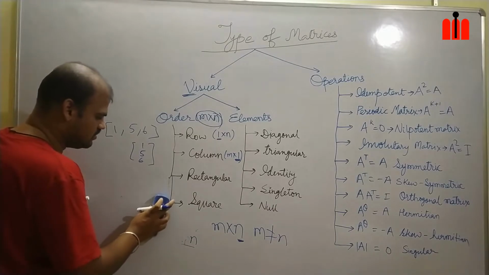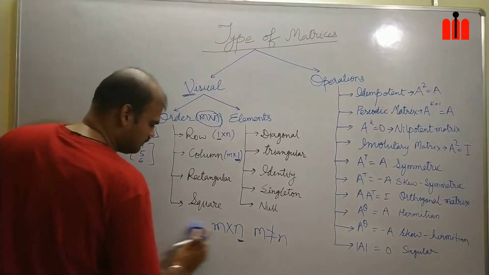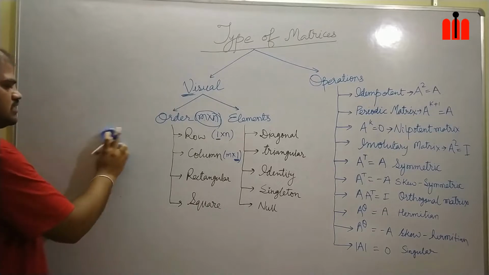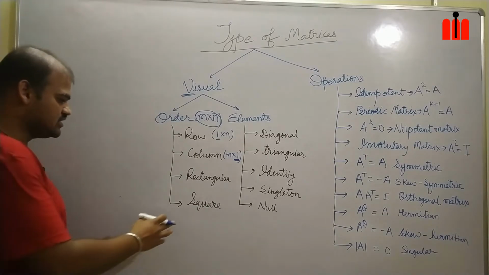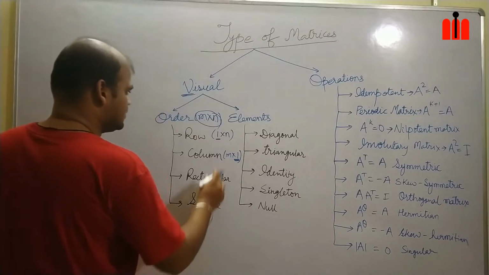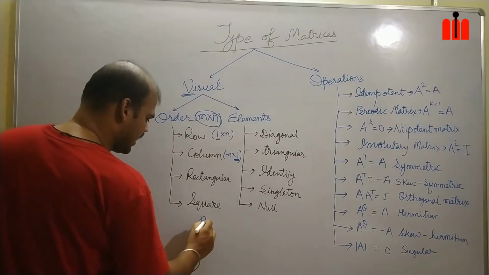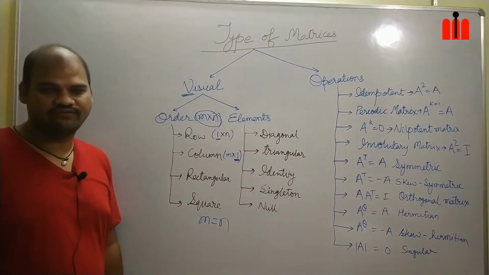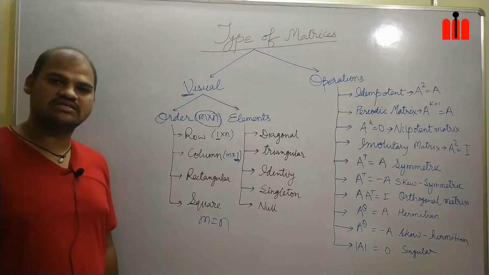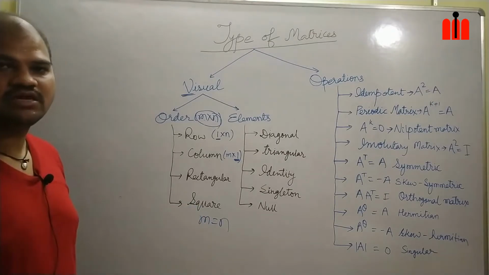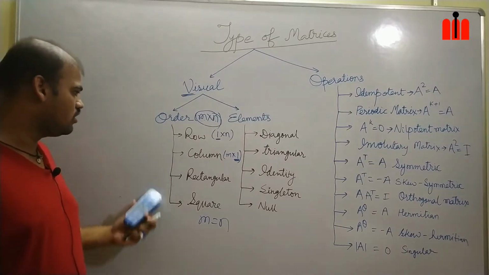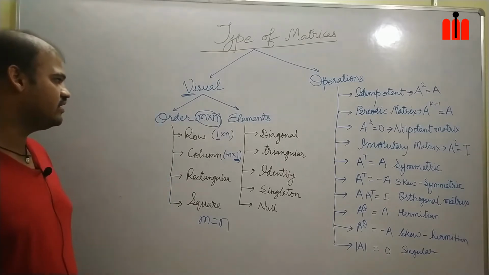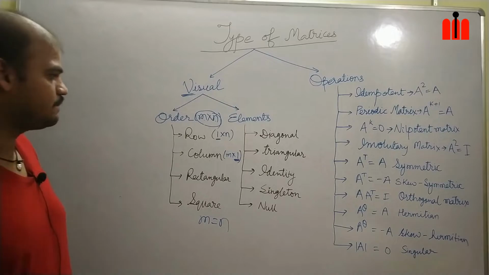For examples and all, just keep an eye on the notes. I will give the examples over there. This is just a theoretical explanation class for the types of matrices. Next is the square matrix. A square matrix is a matrix in which m and n are both the same, like m equal to n. So a square matrix will be like 5 by 5, 4 by 4, 6 by 6, 3 by 3. Such type of matrices are known as square matrices. So these are all by seeing the order. By seeing the order itself we can tell which type of matrix it is.